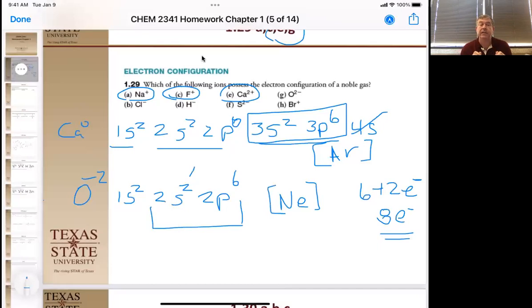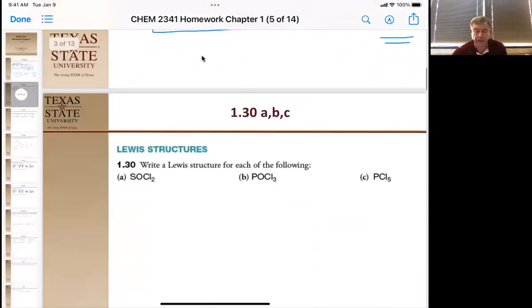So now we see that in neutral states, we start looking at where they are, which group they're in. If they're group 1, 2, 3, 4, 5, 6, or 7, that tells us how many electrons there are in the outer shell neutral. But then we add electrons if we have a negative charge, and we subtract electrons for each positive charge. All right, moving on to the next question, number 30.